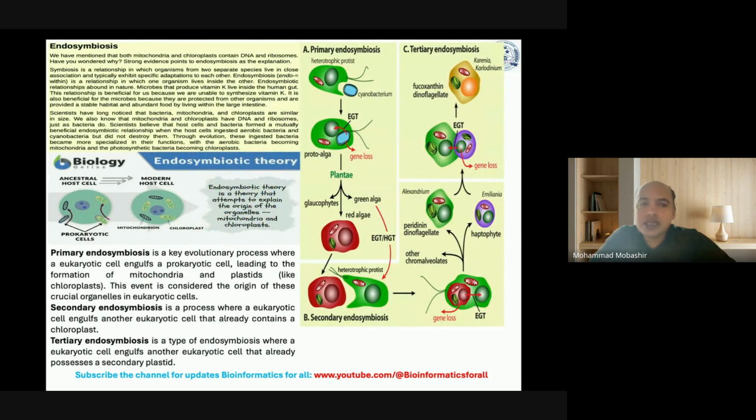Now, there is a term which came just during this study, that is endosymbiosis. So what is endosymbiosis? It is a kind of theory that attempts to explain the origin of organelles, mitochondria, and chloroplasts. There are three kinds of endosymbiosis: primary, secondary, and tertiary. So symbiosis is quite clear. The people could understand about symbiosis.